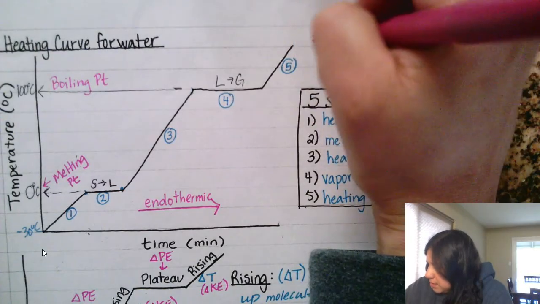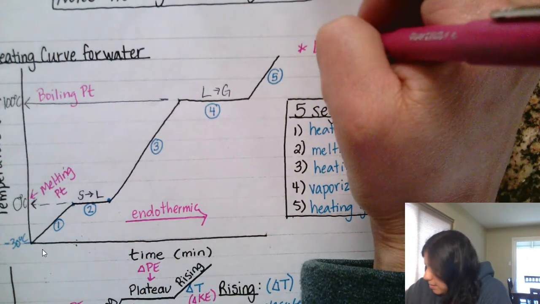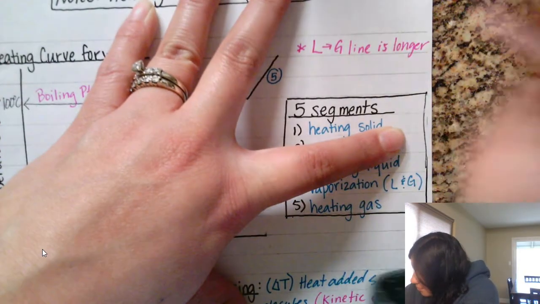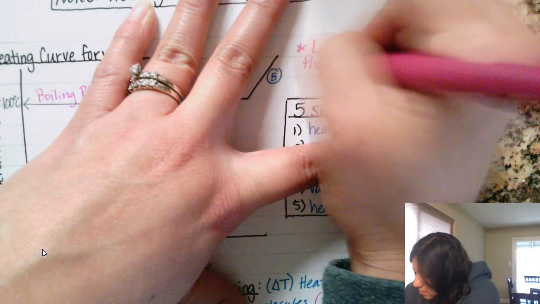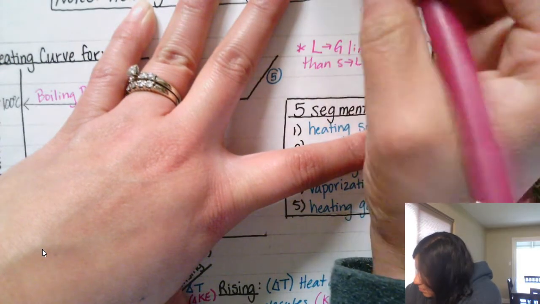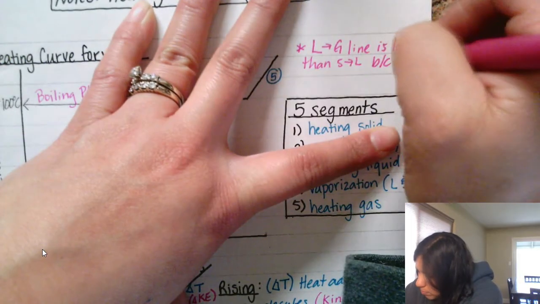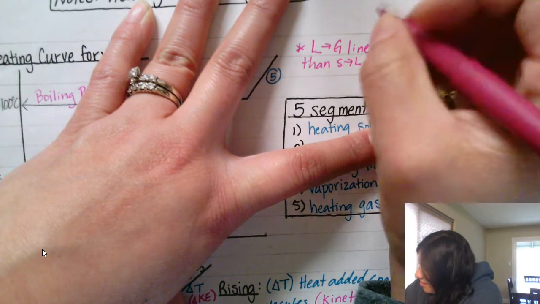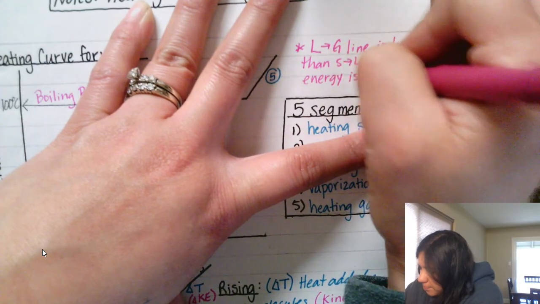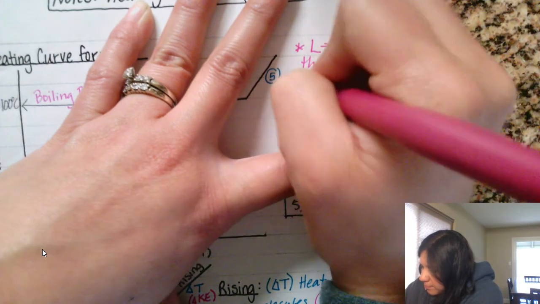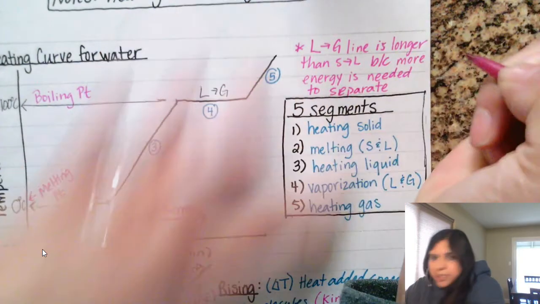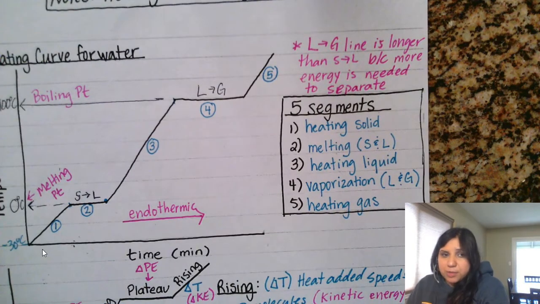So it says liquid to gas line is longer than solid to liquid line because more energy is needed. So more energy is going into separating the particles.